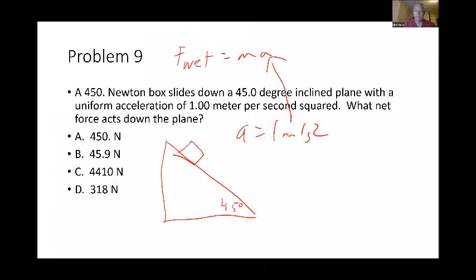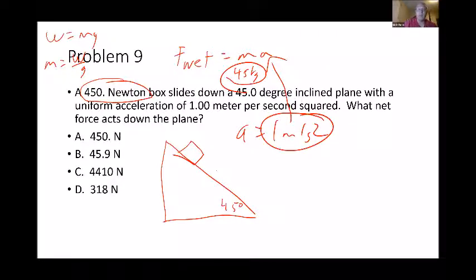Since the weight of the box is 450 newtons and weight equals mg, mass therefore equals weight divided by g. So if we take 450, the weight, divided by g, 10, we get a mass of 45 kilograms. So 45 kilograms, the mass, times the acceleration, should give us 45 newtons. So this should be 45.0 if we use 10 meters per second squared. So B is what we were looking for. Does that make sense? Any questions on that one?